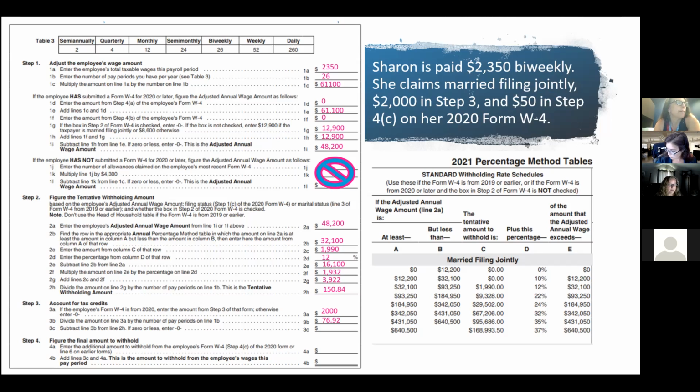Then we're going to take 3B and subtract it from 2H. So we were going to withhold $150.84, but she has a kid, so she gets a credit for that. We're only going to take $73.92 because of her child credit. Step 4 is taking into account any additional adjustments that we have on the W-4. So 4A says enter the additional amount to withhold from the employee's Form W-4. Step 4C, which she told us was $50. And then you're going to add lines 3C and 4B. So we get $123.92.